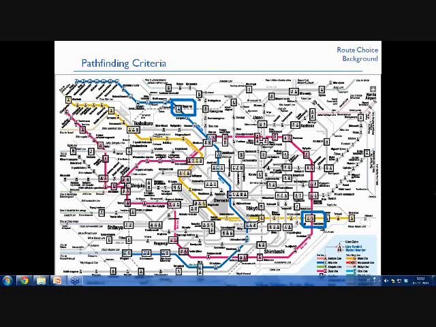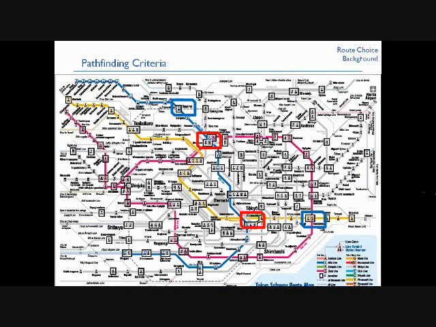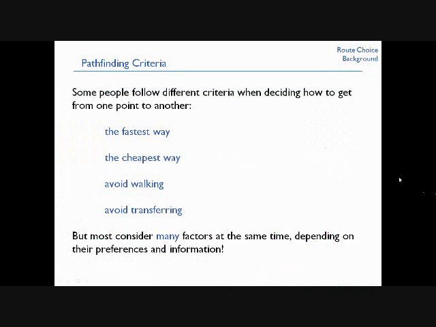So we can say, okay, the type of answer I'm getting is, okay, let's try to minimize transfer. And that's actually one criteria to travel in different systems. And different people follow different criteria. For example, one traveler may be interested in finding the fastest way to the destination. Others might try to find the cheapest way if there are fare differences involved.